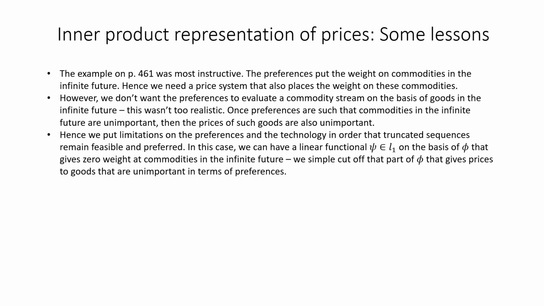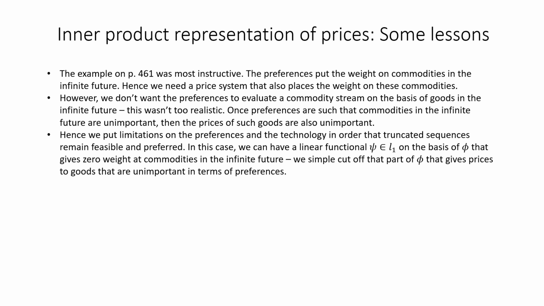So to solve that problem, we put some limitations on the preferences and the technology. So we had truncated sequences, and due to these assumptions, these truncated sequences remained feasible and preferred. And as we saw, in this case, we could construct a linear functional on the basis of the one that was ensured by theorem 15.4. And this linear functional put zero weight on commodities in the infinite future, just like preferences put zero weight on commodities in the infinite future. These commodities are simply unimportant.